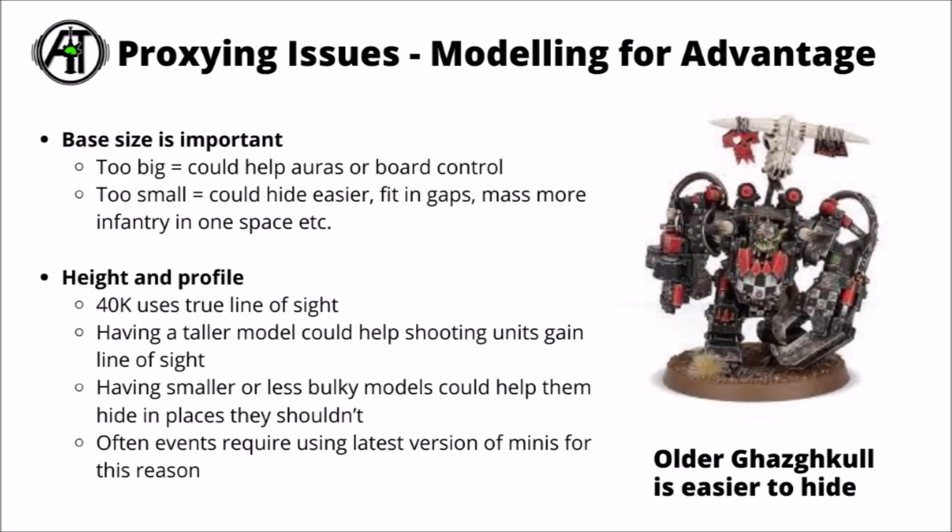I'm sure there'll be plenty of examples of people basically having modelled for disadvantage in one way or another. But again, just could be something that needs addressing if you have been using proxies that have either different bases or different sizes to the miniatures that the rules were written for.